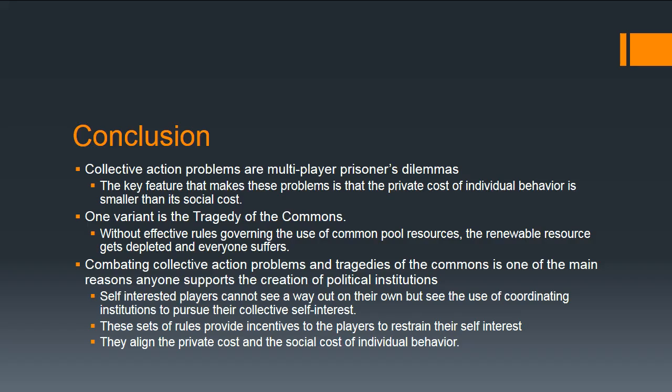Combating collective action problems and tragedies of the commons is one of the main reasons anyone supports the creation of political institutions. We want these institutions. We want things like the federal government over the states, and a government over individuals, because the government can impose penalties or rewards to try to influence people away from the previous equilibria and get them to a better equilibrium. It usually does this through threats and through rewards.